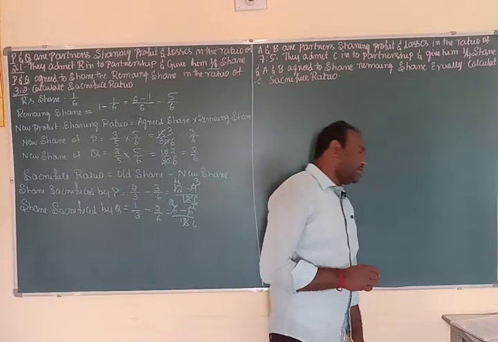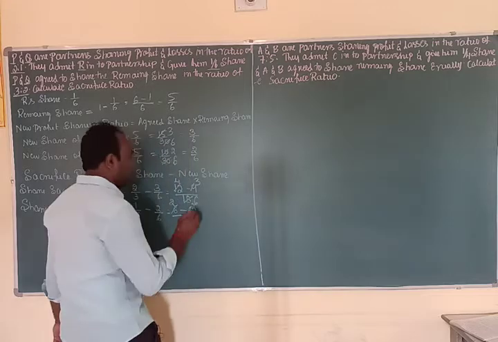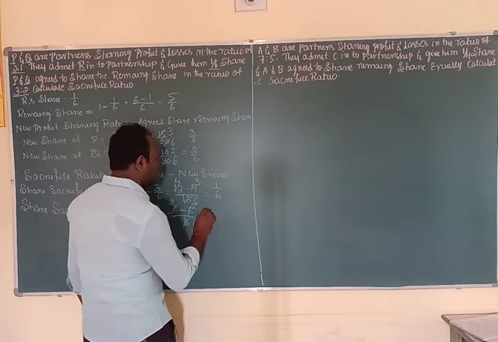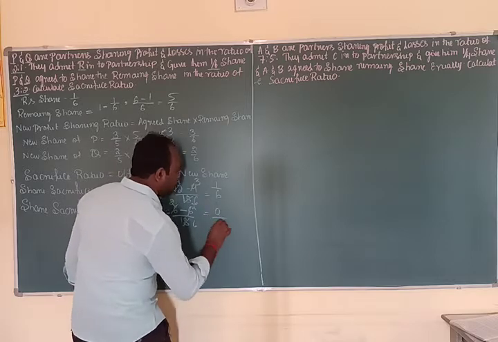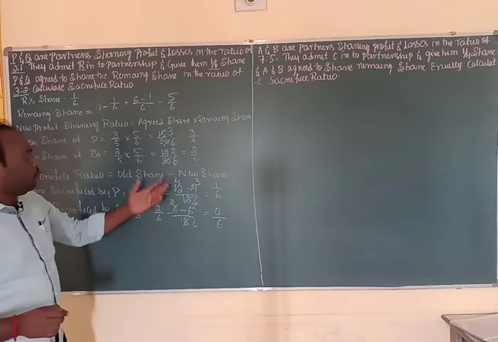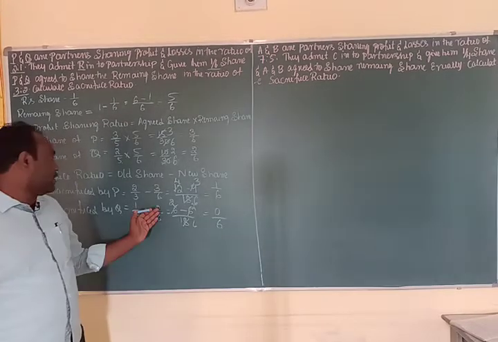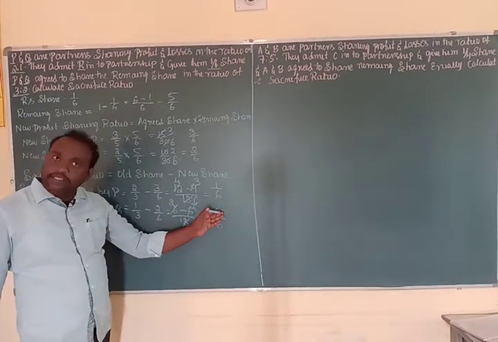Okay, 3 6s are 18. In this case, you do the subtraction here: 4 minus 3, 1 by 6. Here we should take 0 by 6. So the old share is sacrificed by P only, because Q we should be getting as 0.